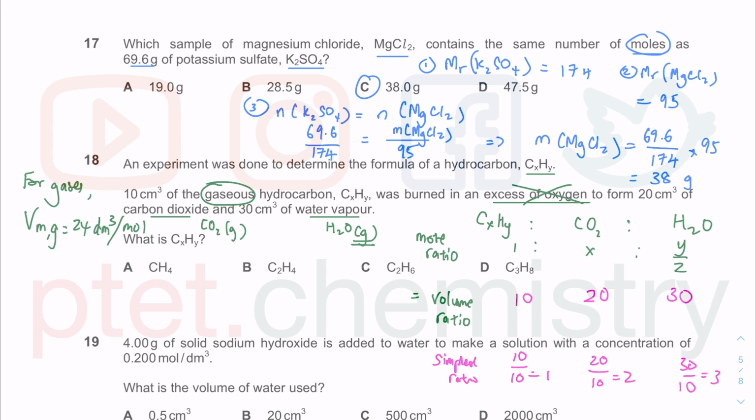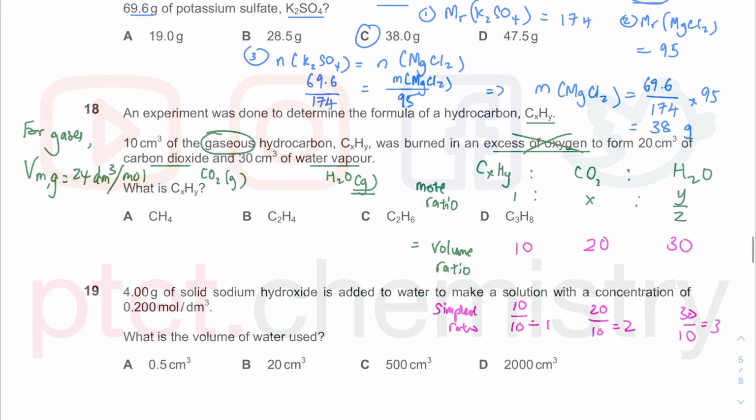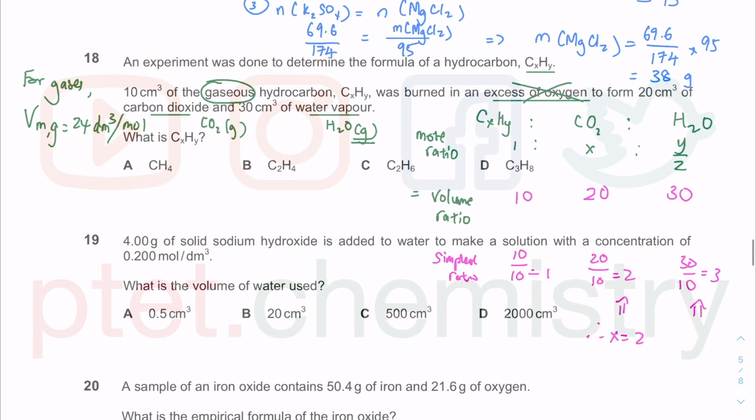So what can I say? One of these, 1 and 1. So I can compare x equal to 2. So therefore, x equal to 2. I can say one of these and one of these gives you x CO2 and y over 2 H2O. One of these will give me x CO2, which is x equal to 2. Y over 2 is equal to 3. Not y equal to 3, but y over 2 equal to 3. So y over 2 is equal to 3, y is equal to 6. So C2H6 is going to be the correct answer.